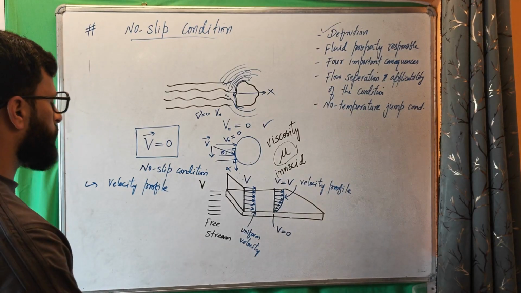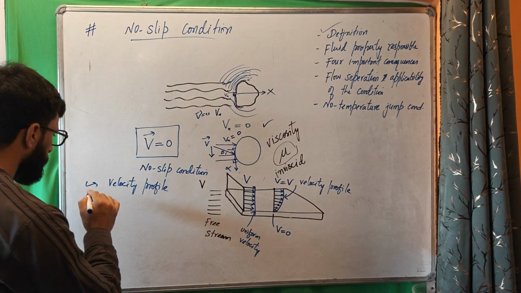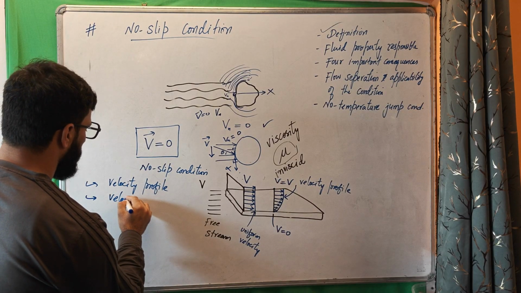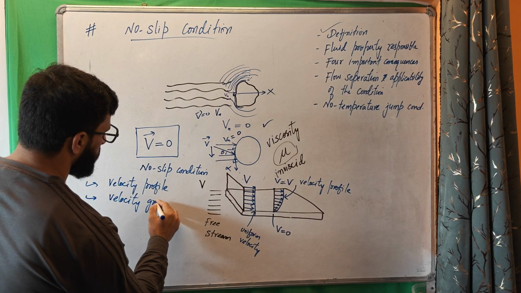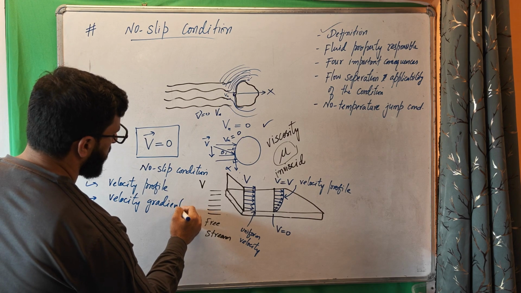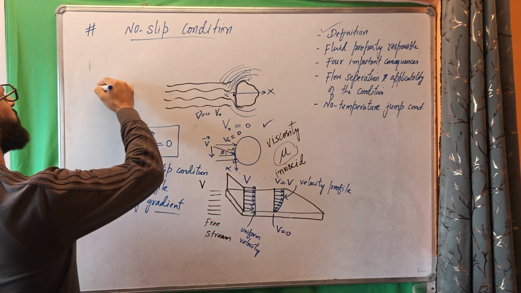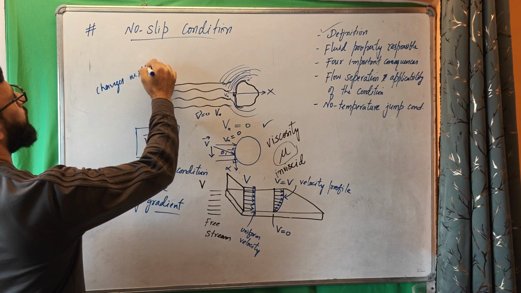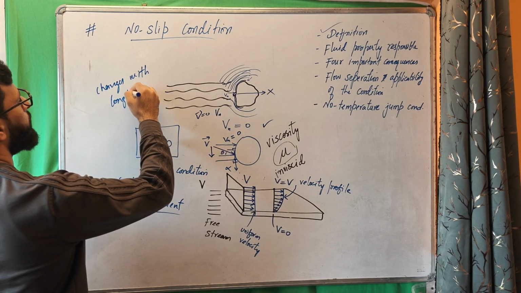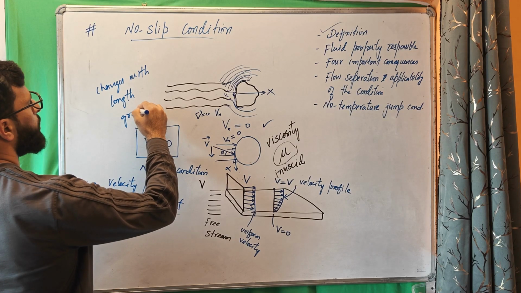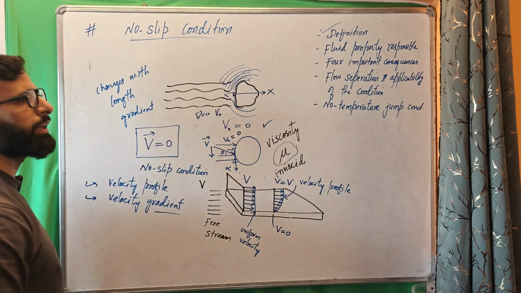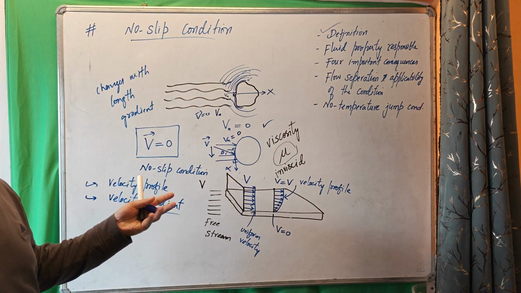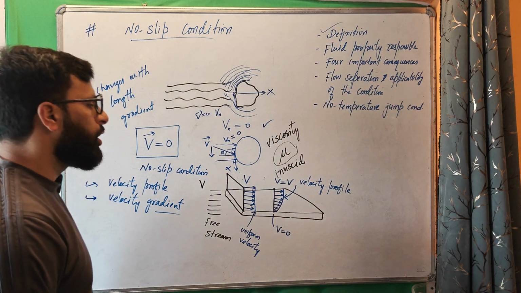Now the second consequence of this is that velocity gradients get created. Now what is a gradient? In short, gradient means when something changes with length. When something changes with length, we call it gradient. If pressure changes with length, pressure gradient. Temperature changes along any length, temperature gradient. Velocity gradient in the same way.